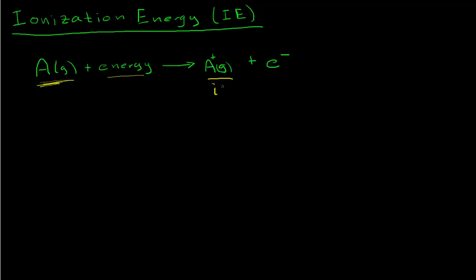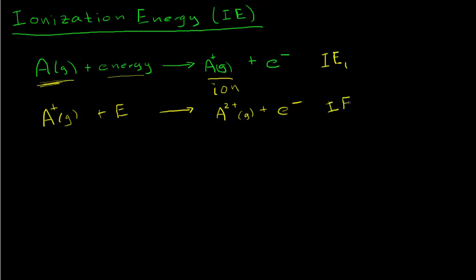So we've made an ion, a cation in this case, so that's why this is called ionization energy, the energy to remove one electron. Sometimes we will call this IE sub 1, or the first ionization energy, because it's the energy to remove the first electron. You might imagine that we could put in more energy to A+ gas, add in some energy, and we could pull off the second electron. Then we'd end up with A2+, still in the gas phase, and another electron. The amount of energy that it would take to do that would be IE2.